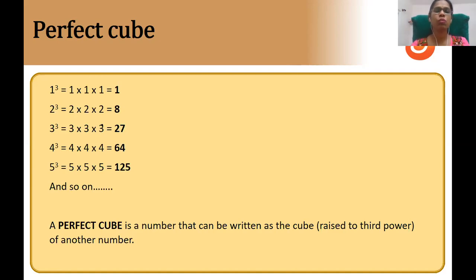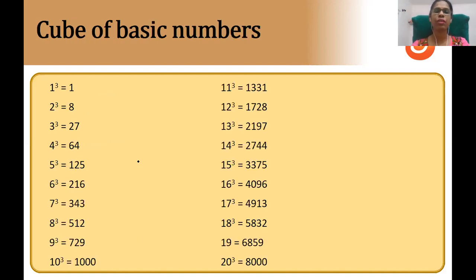So the numbers 1, 8, 27, 64 and 125, what are these numbers? These are all perfect cube numbers, which are raised by the power of 3. Square is raised by the power of 2 and cube is raised by the power of 3. Now here are the cube numbers starting from number 1 to number 20. Till 5 we have discussed in our previous slide. We'll go ahead with the slide with the number 6.